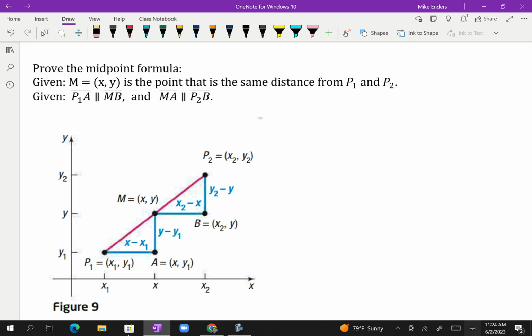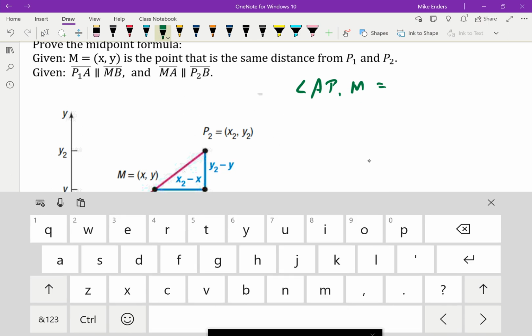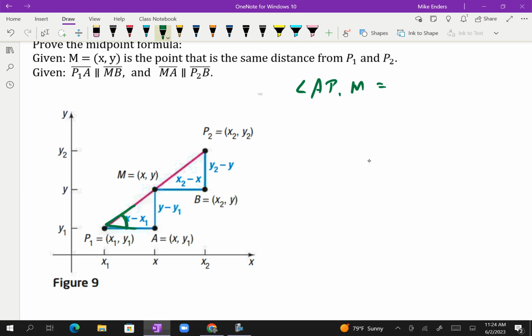Okay. So here's what our item is going to look like. So when we're doing a proof, we start off with some of the things that are in our setup here. So we're going to say, let's take a look at angle A, P1, M, so it's this angle down here in the lower left. So that angle there. And that is going to end up being equal to angle B, M, P2.